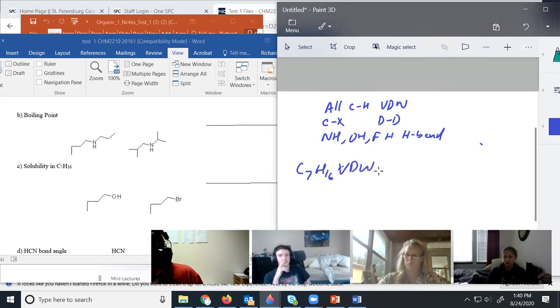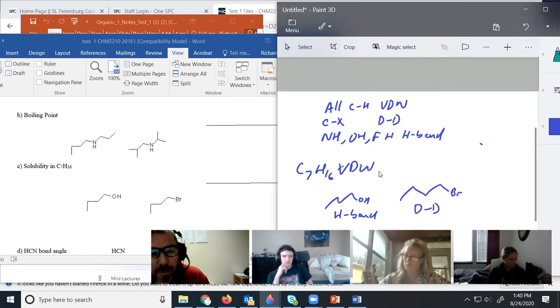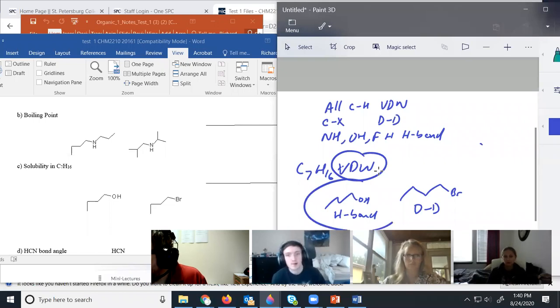And then we look at the other two. And that one is going to be hydrogen bonding. And the other one here is going to be dipole-dipole. And what we're looking for is a lesser solubility. So the one that's least compatible with van der Waals here is going to be this one. And that's how you'd work it out.